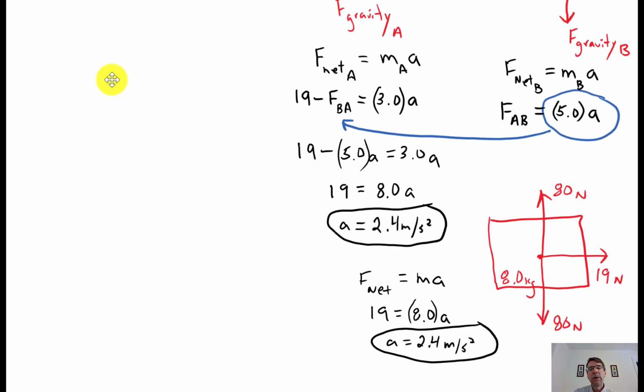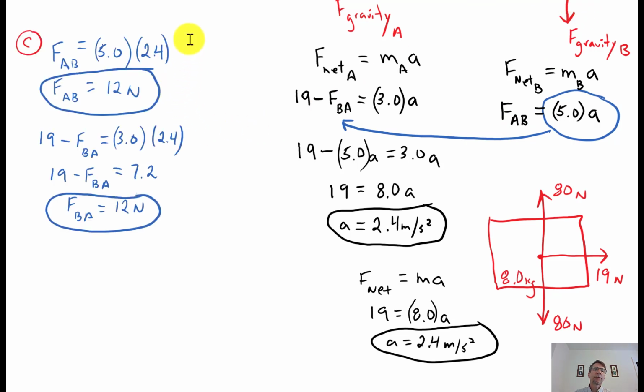Well, once we have the acceleration calculated, we can get that force by using either this equation right here or this equation over here. Either equation should give us the same answer. For example, I'm just going to plug into this equation. I know a now is 2.4. So if I take 2.4 times 5.0, that gives me that force, that surface between the two boxes, the interaction force, the Newton's third law force. So let's do that.